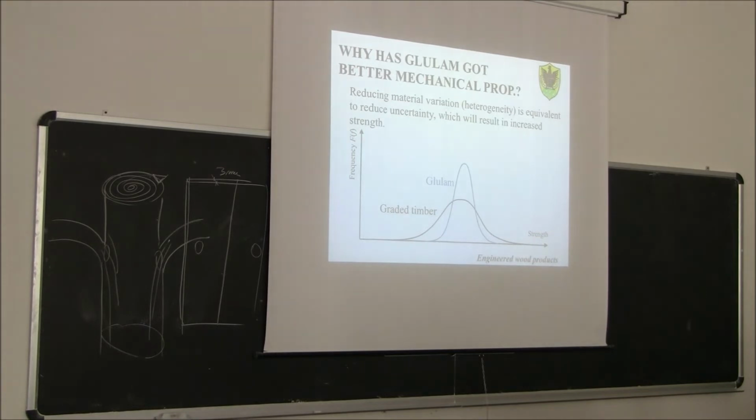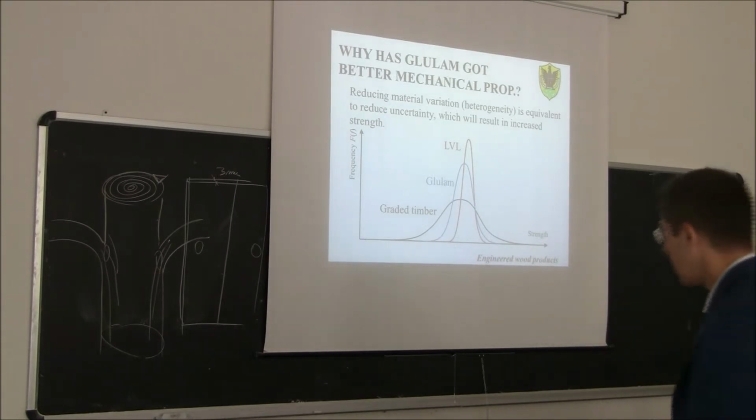In fact, for steel, if you remember, you have a very high curve, because steel is very reliable, with very reduced scatter of results. And then if you put here LVL, you see even higher. So as you move from graded timber to glulam to LVL, you move from a material which is characterized by lots of dispersion, lots of scatter, to a material which is much more reliable, LVL.